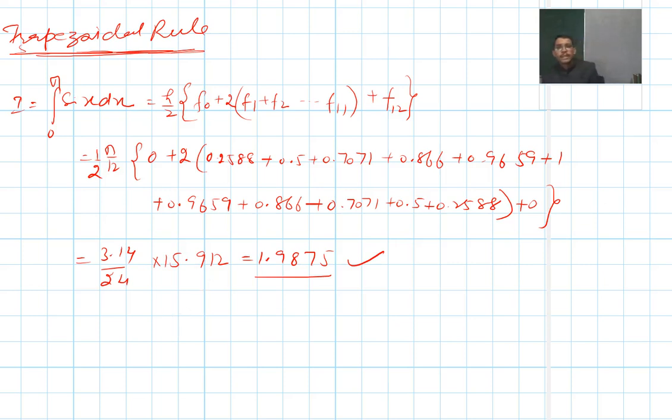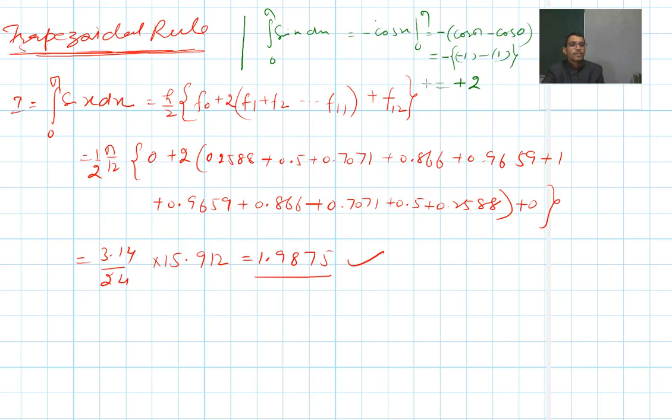using the trapezoidal rule. But if we try to find its integral, the integral of sine x dx from 0 to pi is equal to minus cos x evaluated from 0 to pi, so it is minus cos pi minus cos 0, and it is minus of minus 1 minus 1, so it will become plus 2. So this is the actual value of this integral, and this is the estimated value using the trapezoidal rule.